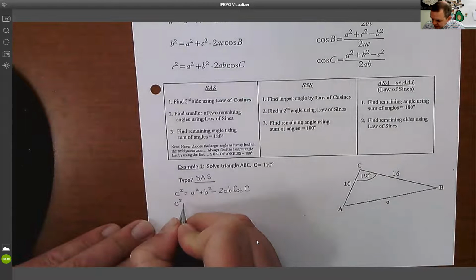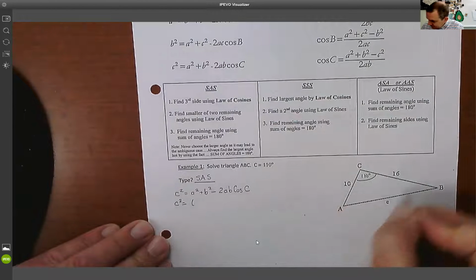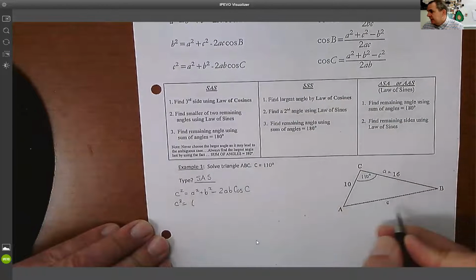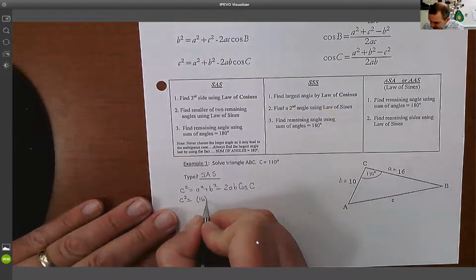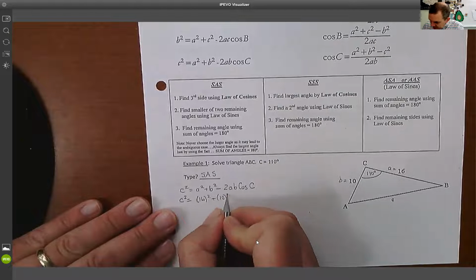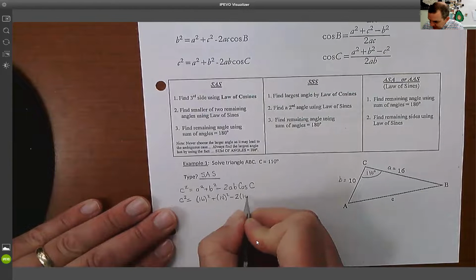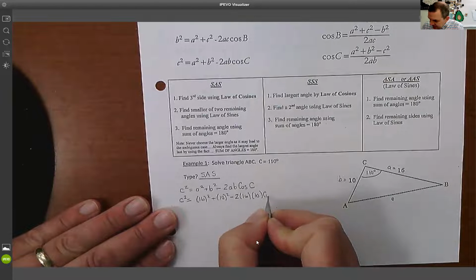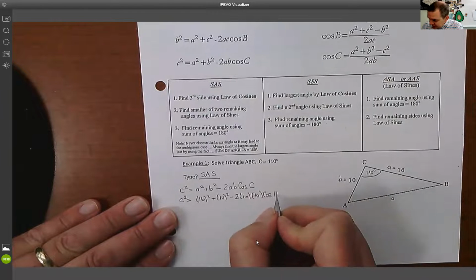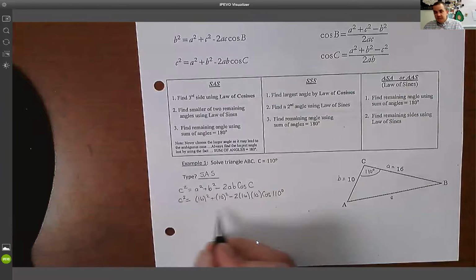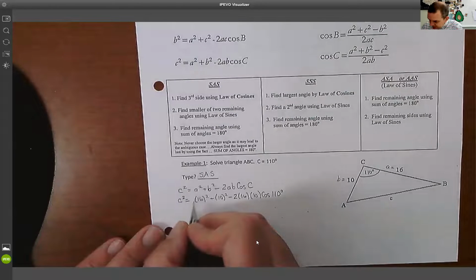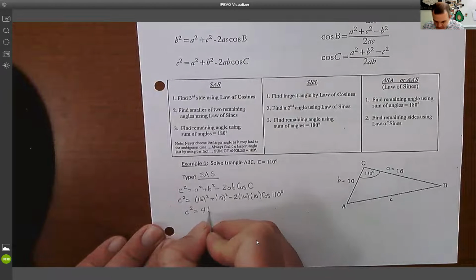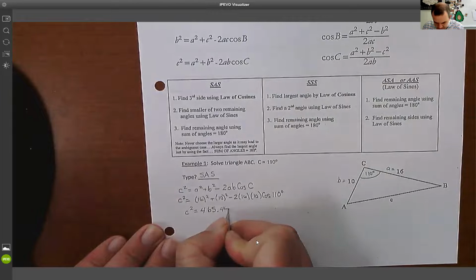So c squared equals: a is 16, b is 10. Now we have 16 squared plus 10 squared minus 2 times 16 times 10 times cosine C, and cosine C in this case is 110 degrees. What I can now do is put this into my calculator. I'm going to type in that expression, hit enter, and what I find is that c squared equals 465.446.